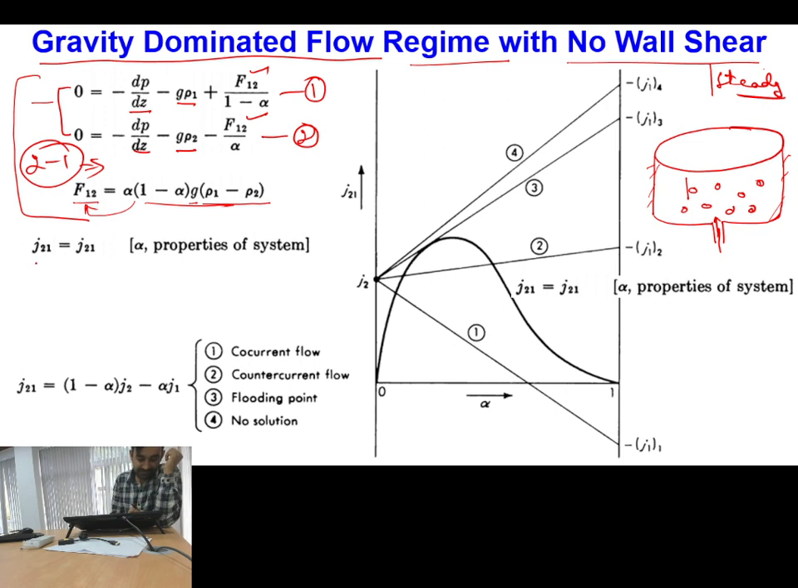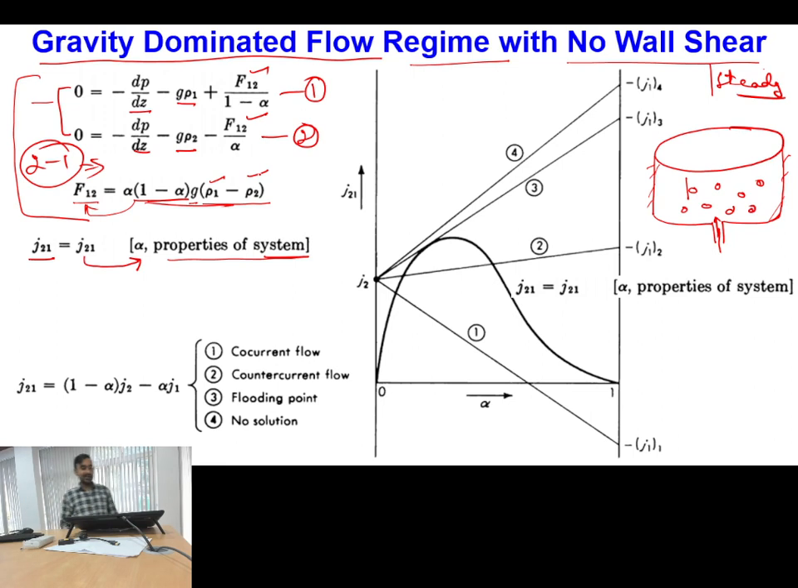Now if I have relative motion, for this type of system I can simply say that relative motion will be a function of alpha and the properties of the system, rho 1 and rho 2. Is this one clear?